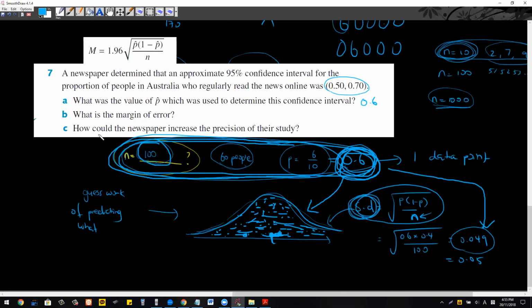So C is very simple. How could the newspaper increase the precision of their study? The answer is ask more people. Yep. Is there any other way? No, this is the only way. And also ask more people from more broad backgrounds, more diversity. You don't ask like 1,000 people from one particular ethnic group, then obviously you're doing a biased study.